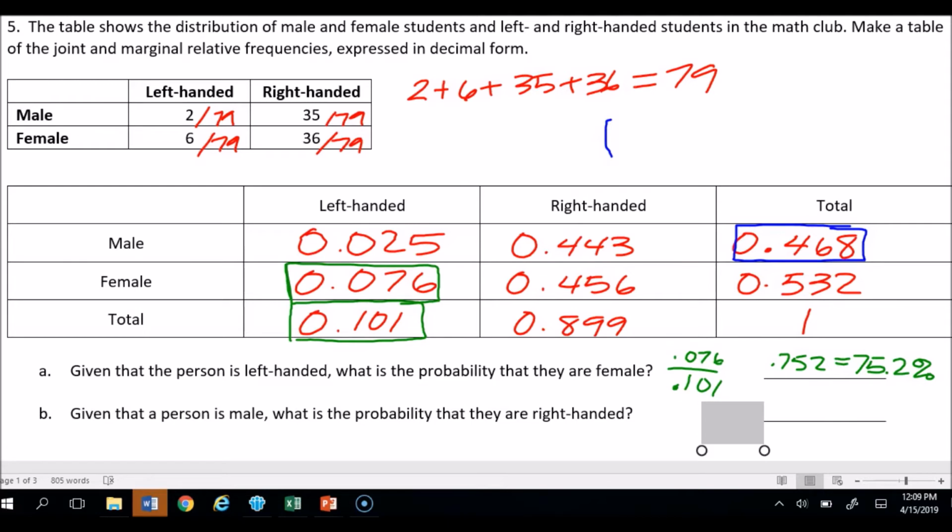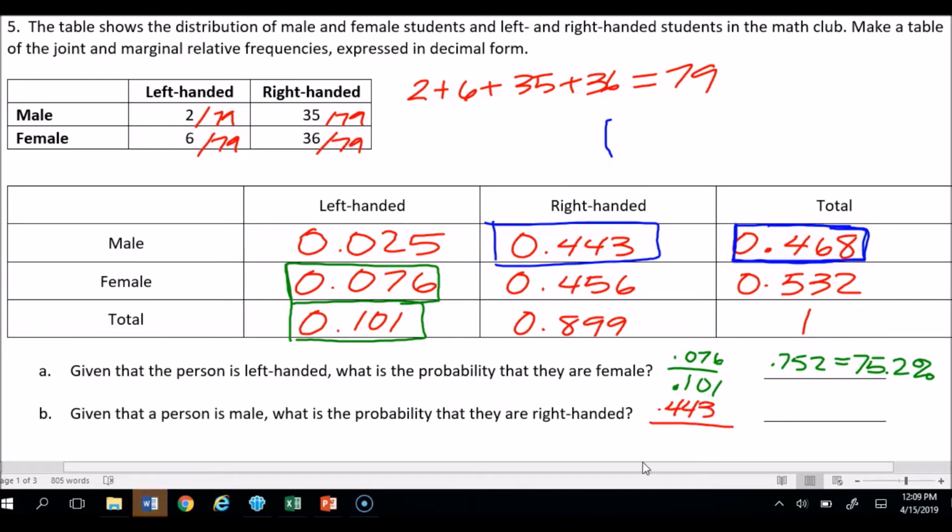All right, so the second one says, given that a person is male, what is the probability that they are right-handed? I have no idea why that image is showing up down there. Okay, so that's this one right here, the right-handed total. And then it's asking us what's the probability that they're right-handed. So we're going to take the 0.443 and put it over the 0.468. So we're going to do 0.443 divided by 0.468. And that's going to be a pretty high number. I got 0.947, which is equal to 94.7%.